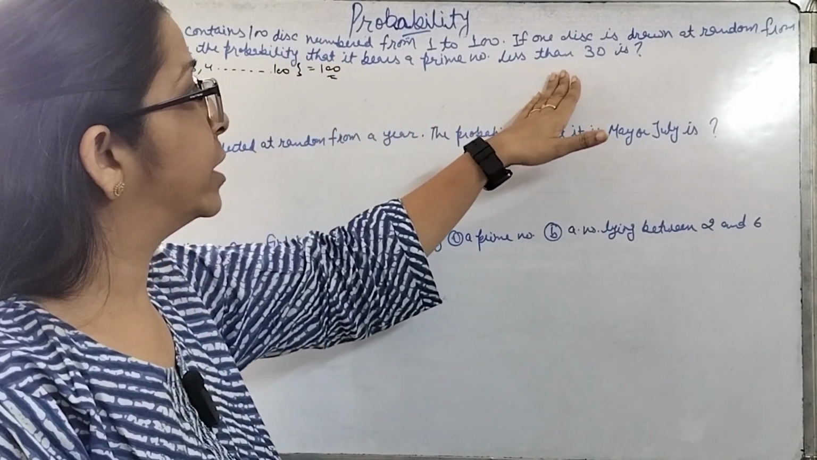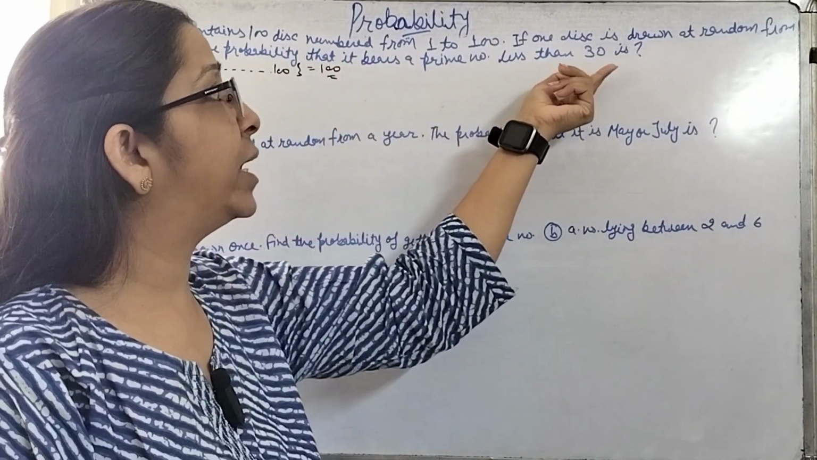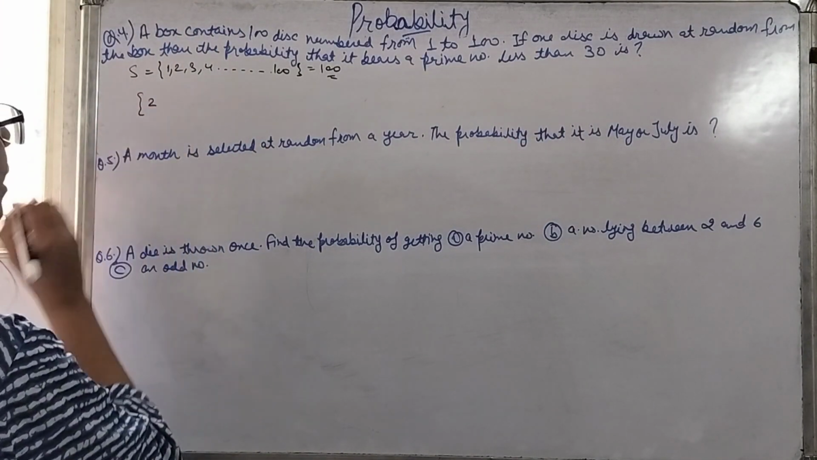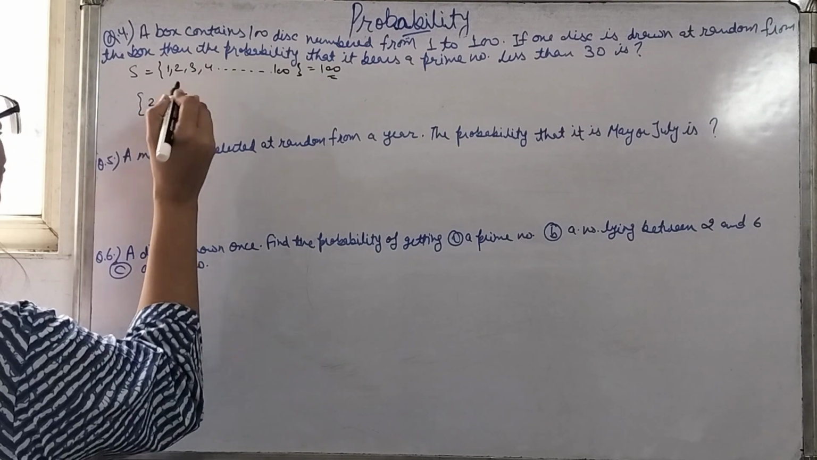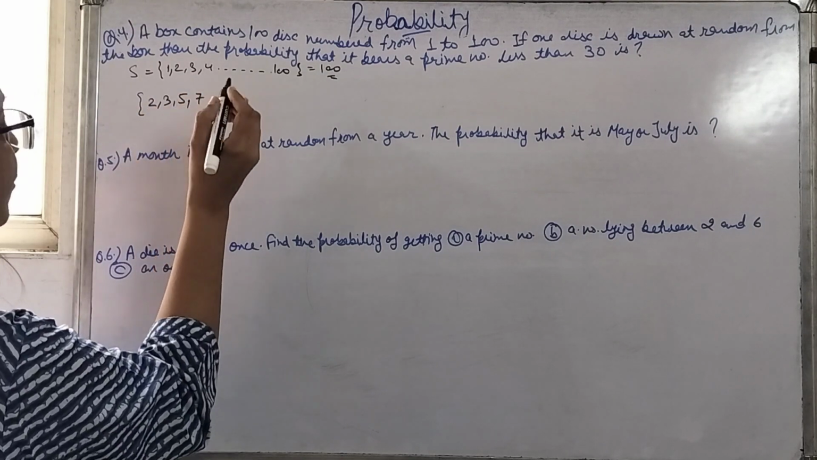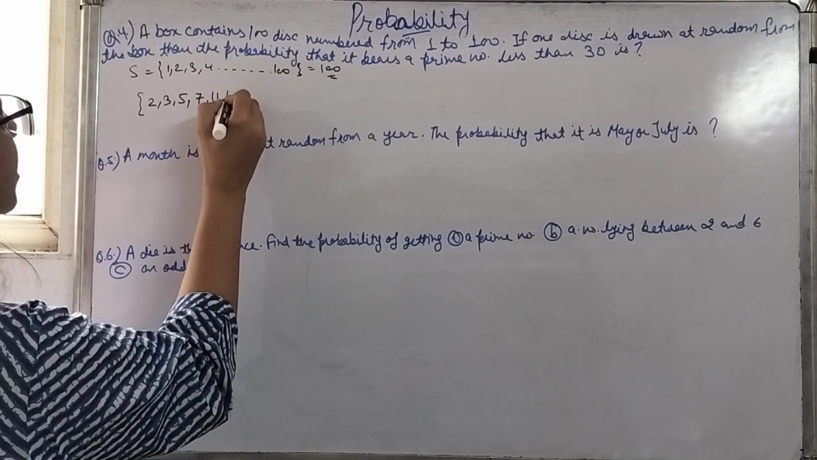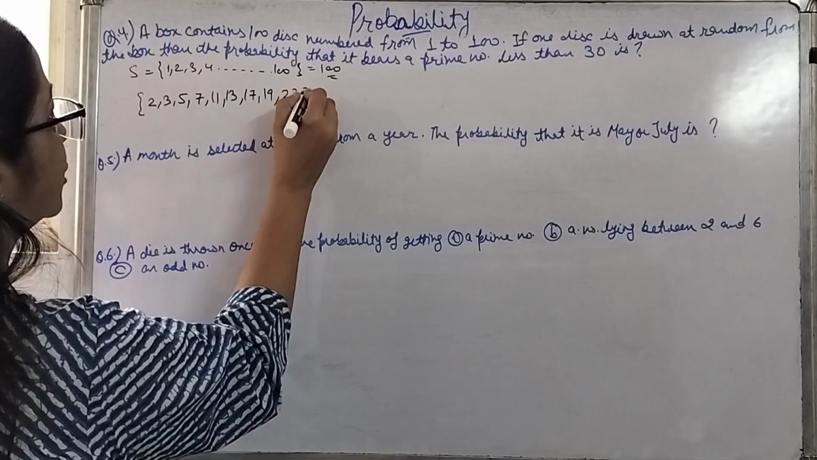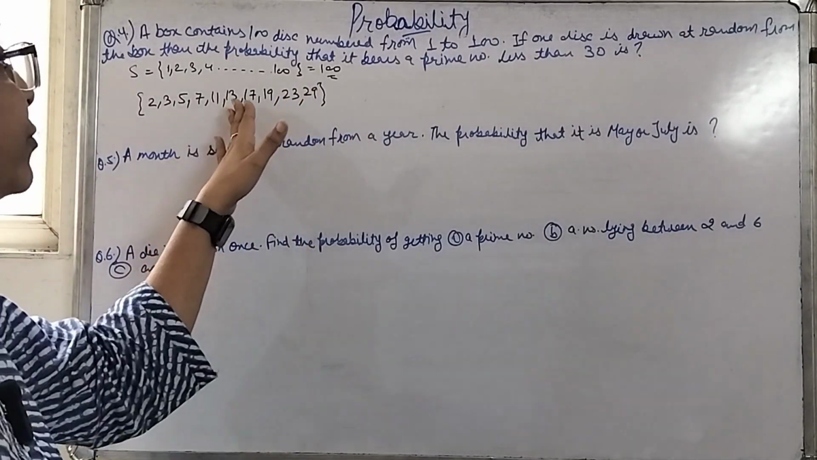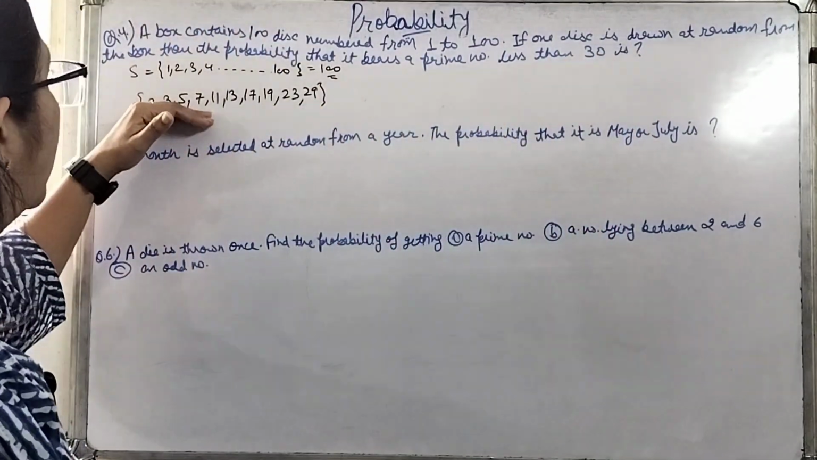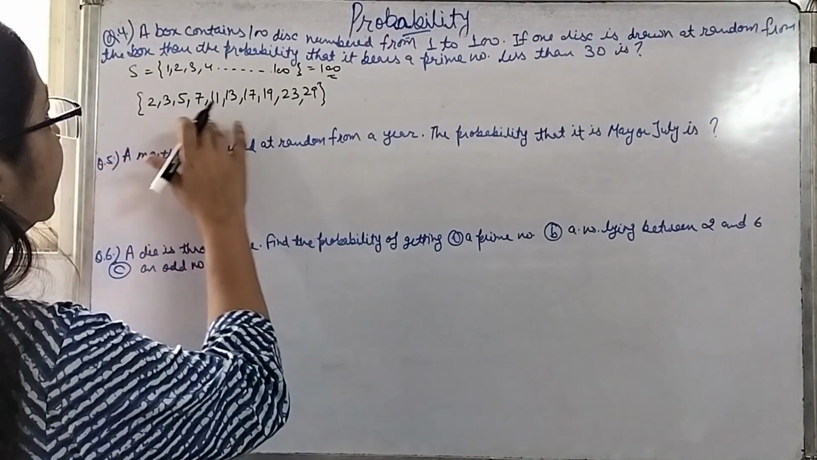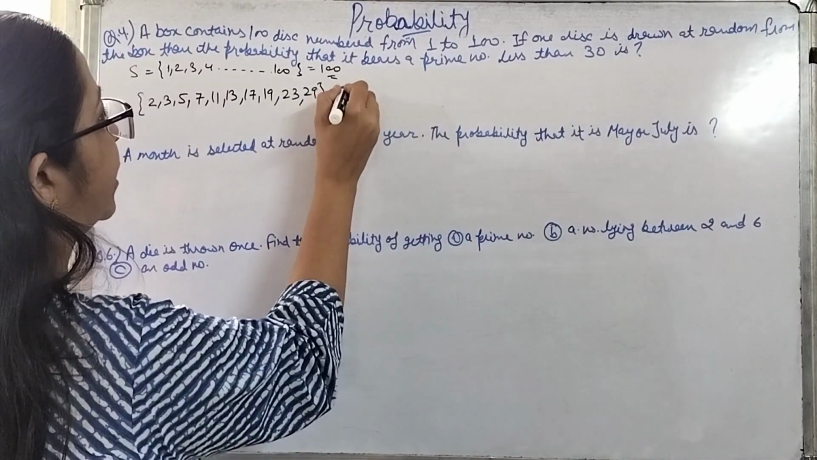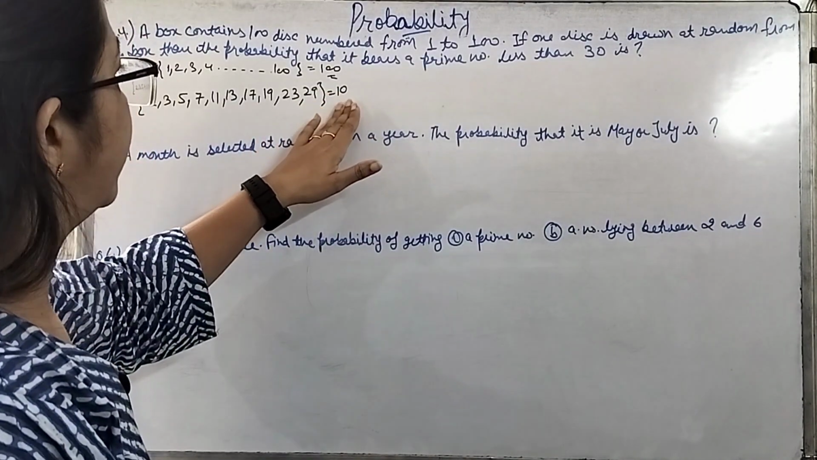Now what are the favorable outcomes? Favorable outcomes are the prime numbers which are less than 30. So the favorable outcomes will be 2, 3, 5, 7, then 11, 13, 17, 19, 23, 29. These are the prime numbers which are less than 30, so these all are the favorable outcomes. How many are there in number? 1, 2, 3, 4, 5, 6, 7, 8, 9, 10. So favorable outcomes are 10.